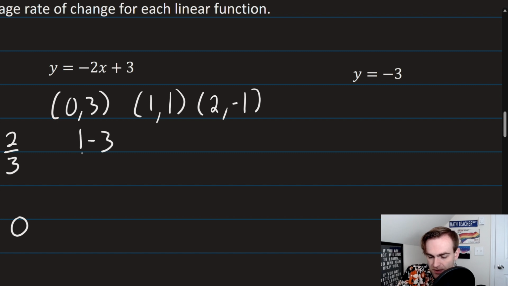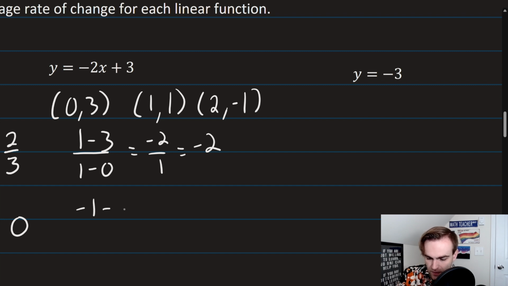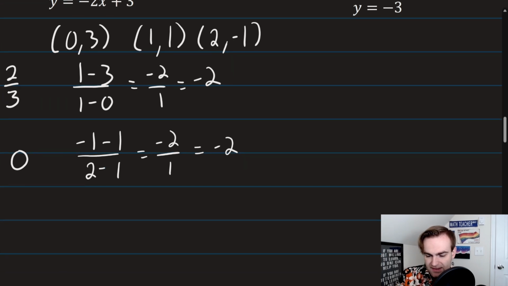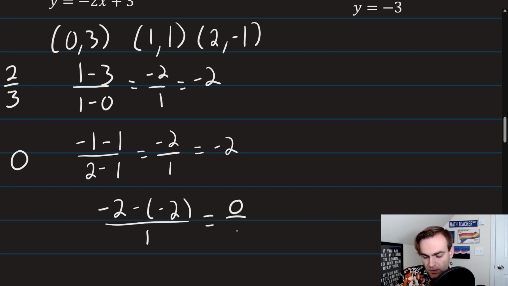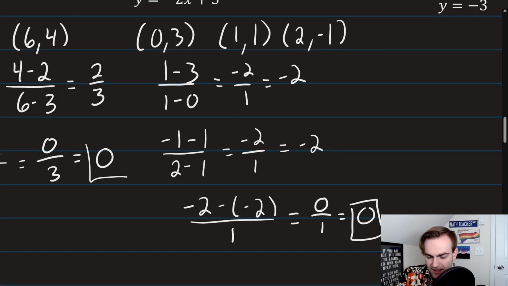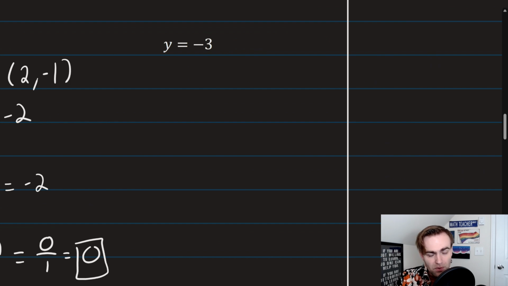So 1 minus 3 over 1 minus 0 gives us negative 2 over 1, which is negative 2. So that's the first pair. Second pair would be negative 1 take away 1 over 2 minus 1, which would be negative 2 over 1 again, which would be negative 2. And I think we can already figure out what's going to happen here. We're going to have a negative 2 take away a negative 2. In this case, the difference between our x values was 1, so we're going to put a 1 in the denominator. We still get a 0 over 1, so we're going to get a 0 again in terms of a solution to this. A little bit weird.